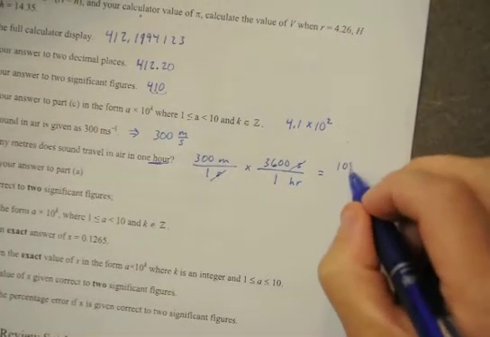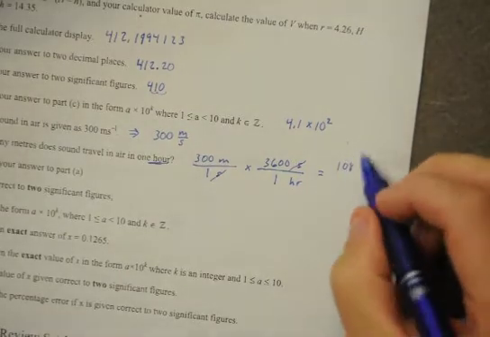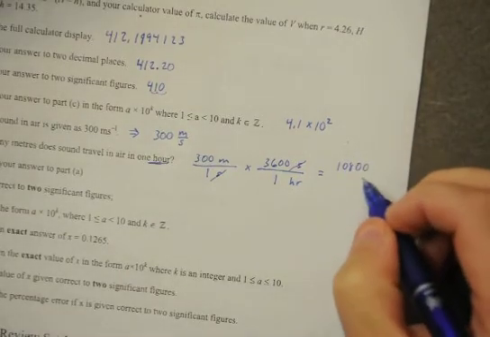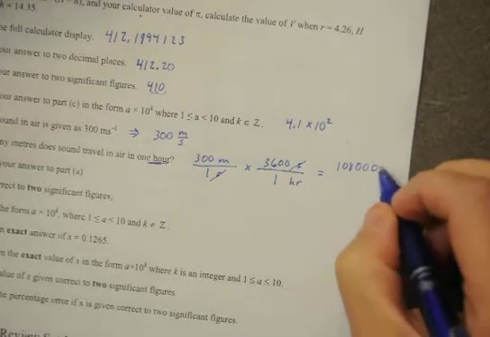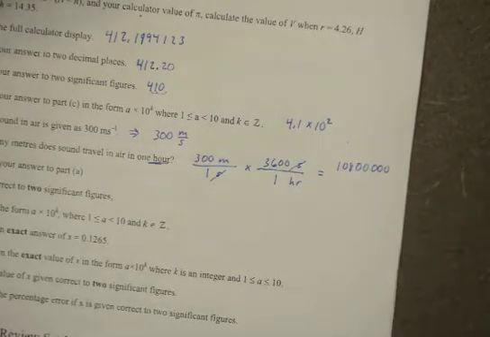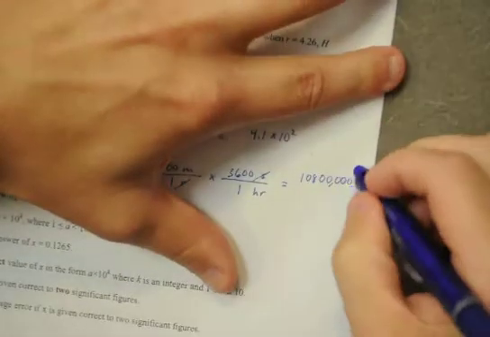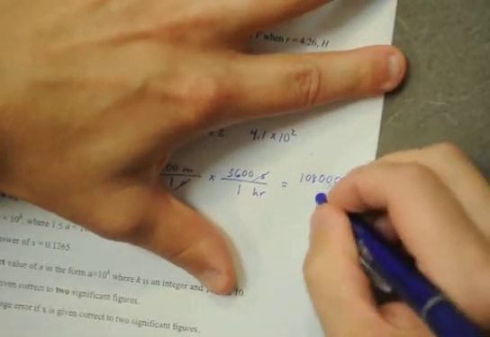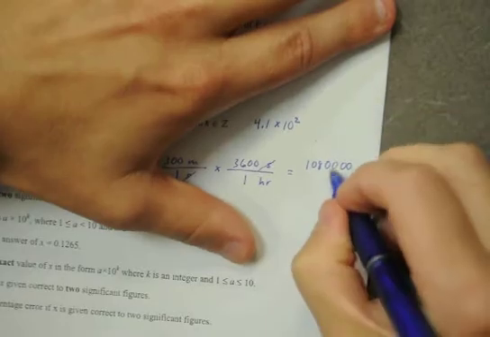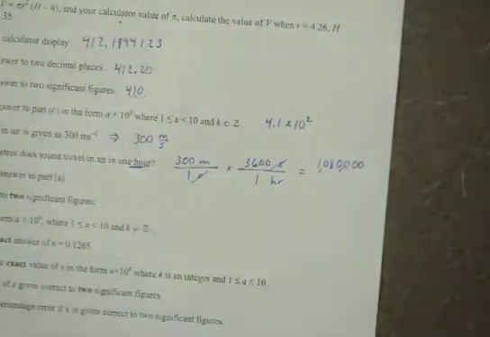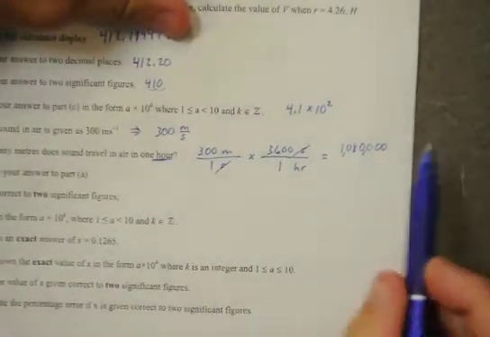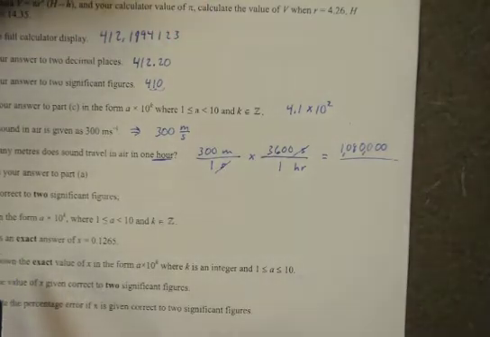So 1,080,000, right? Yeah. Oops, too many zeros. There we go. Okay, so there it is. That's how many meters it travels in an hour.